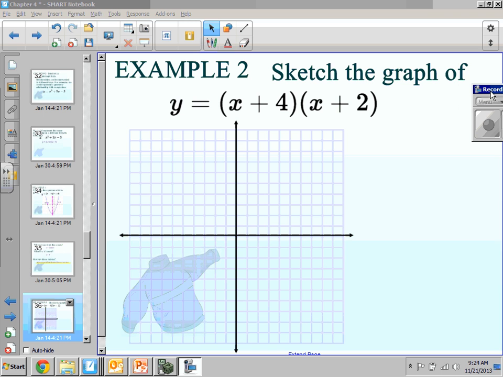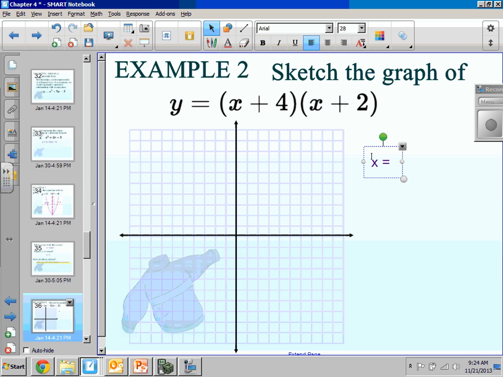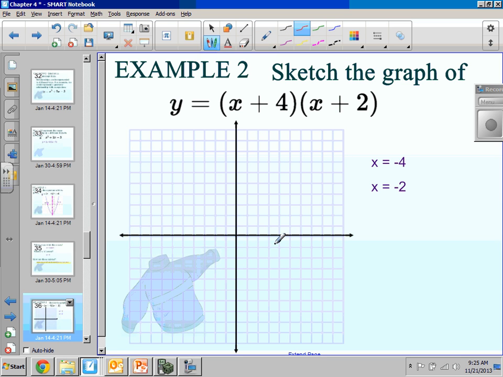Okay, so for example, let's sketch the graph of y equals x plus 4 times x plus 2. So the first thing we're going to do is identify the intercepts. The intercepts occur when y equals 0. So y equals 0 at x equals -4 and x equals -2, and I get those just by solving this equation. Now I can put those two solutions on my graph, -4 and -2. So we know our parabola needs to go through these two points.